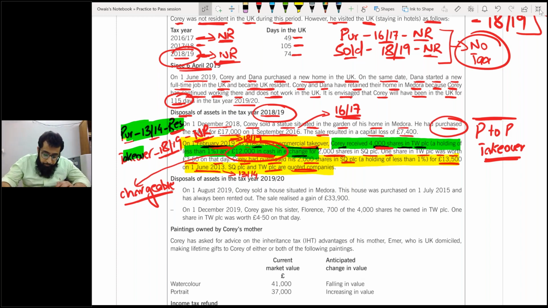Okay? So, as far as disposals of 18/19 are concerned, as far as this statute is concerned, we discussed that there will be no tax on it. As far as these TW shares are concerned, we said that it's a P2P takeover. The cash portion will get chargeable, but as he was non-resident at that time, he'll pay tax when he comes back to UK. Okay, now let's move forward.